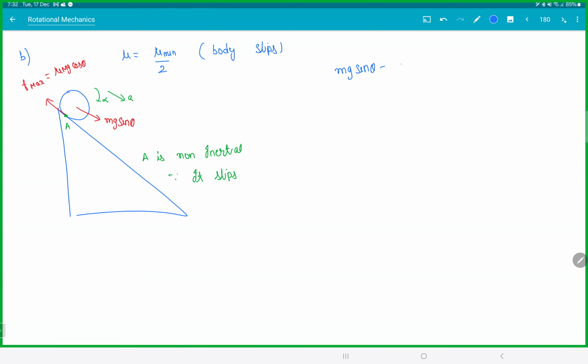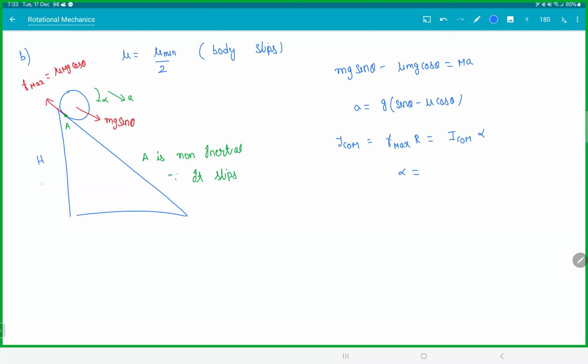So mg sin theta minus mu mg cos theta is equal to ma. From here we'll get the acceleration. Now I can substitute the values of everything. And if you take torque about center of mass, you can always take torque about center of mass. That's a savior. Now friction ka torque will come. F max into R is equal to I center of mass into alpha. From here you'll get alpha.